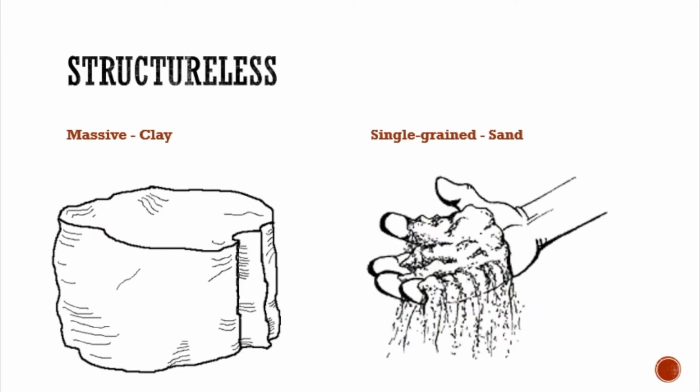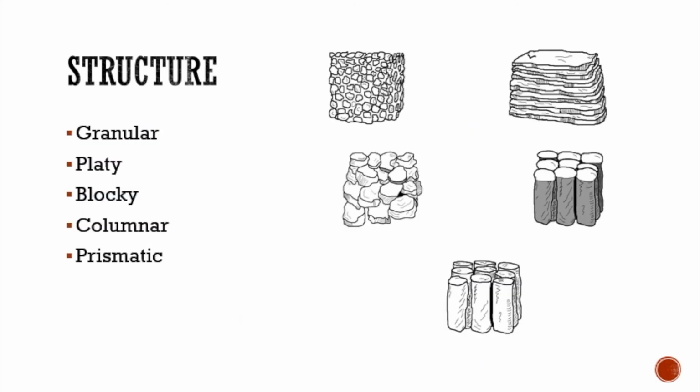If we look at structureless, these are ones that will not come apart into any determined shape or pattern. So a single-grained structureless soil would be something like a sand. A massive structureless soil would be like clay. And we all know the modeling clay that we played with as children. When you worked with it, it would not tear apart or break apart. It just more or less would squeeze together as we used it.